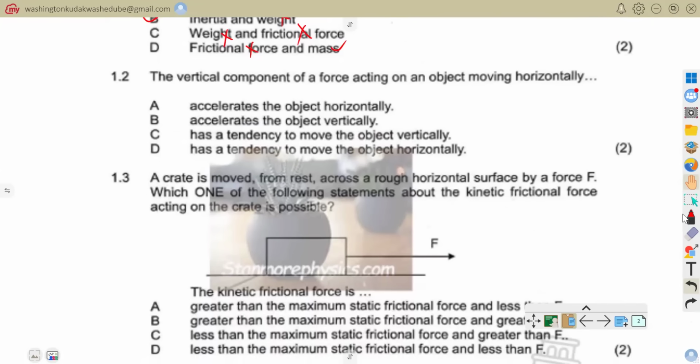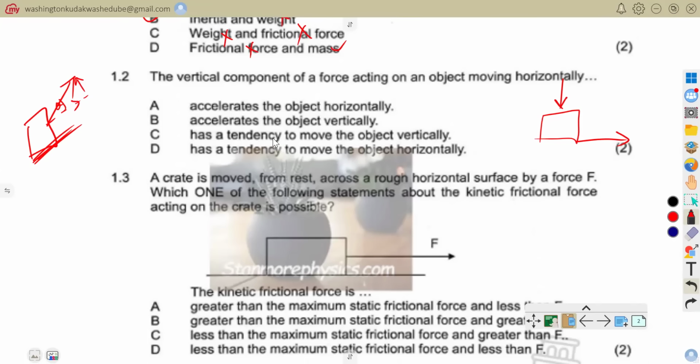For 1.2, they are now saying the vertical component of a force acting on an object which is moving horizontally. So we have got an object that is moving horizontally, let's say maybe in that direction, and then we would now have a vertical component of a force like that. Or else you would be having an object that is moving horizontally, and you have got an inclined force. So within this inclined force, you would have a vertical component of the force, and then you would have a horizontal component of the force.